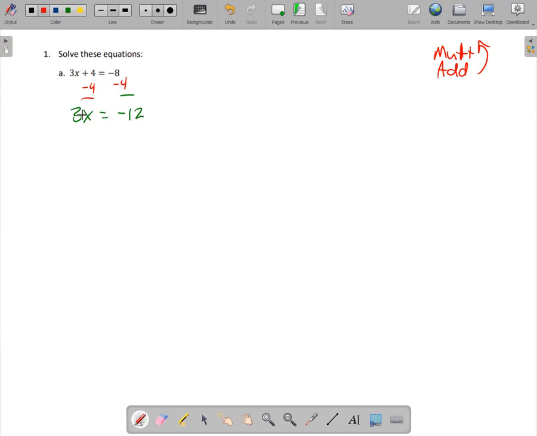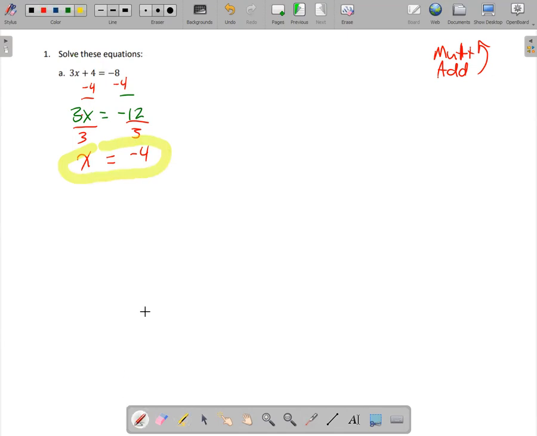And then to get rid of a multiplication, we divide, because 3 divided by 3 is 1. 1x is just x. On the other side, we have to divide -12 by 3. Negative over a positive is a negative on a good day. 3 goes into 12 4 times. So I think the answer here is x equals -4. I could have screwed that up.